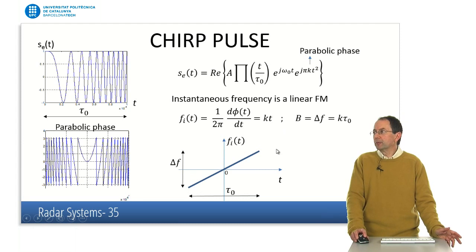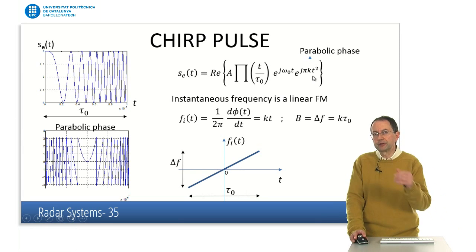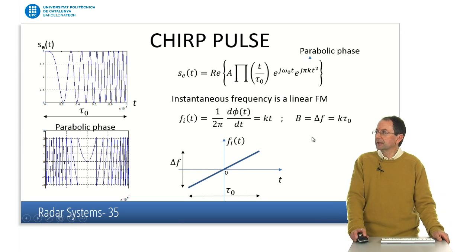Then what is the bandwidth? Well, the bandwidth is just the slope of this line, which is this k parameter here, which defines the depth of modulation of the linear frequency. If we multiply k by the duration tau 0, that's the excursion that we have here in the frequency domain, and this is equal to the bandwidth of the pulse when the modulation is significant, of course.